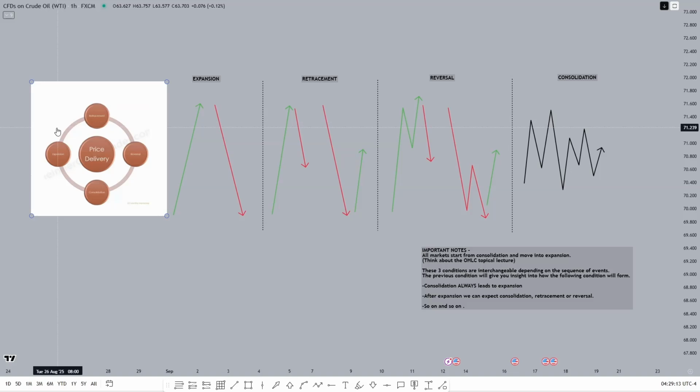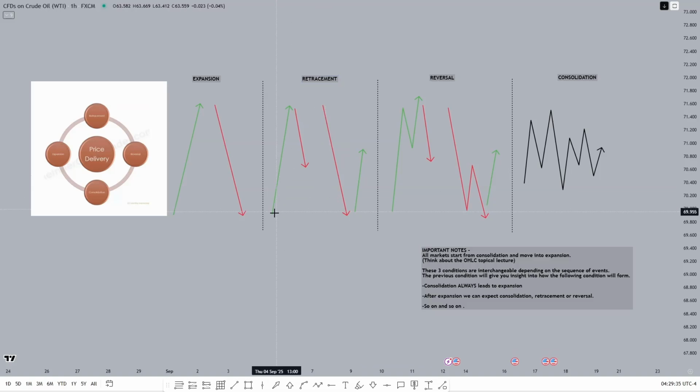Today I wanted to go over the 4 conditions in the market to frame environment selection. Okay, so we've got expansion, retracement, reversal, and consolidation. Expansion, delineated here by the red and green arrows. This would be a buy side expansion, and this would be a sell side expansion. Okay, so expansion going lower, expansion going higher.